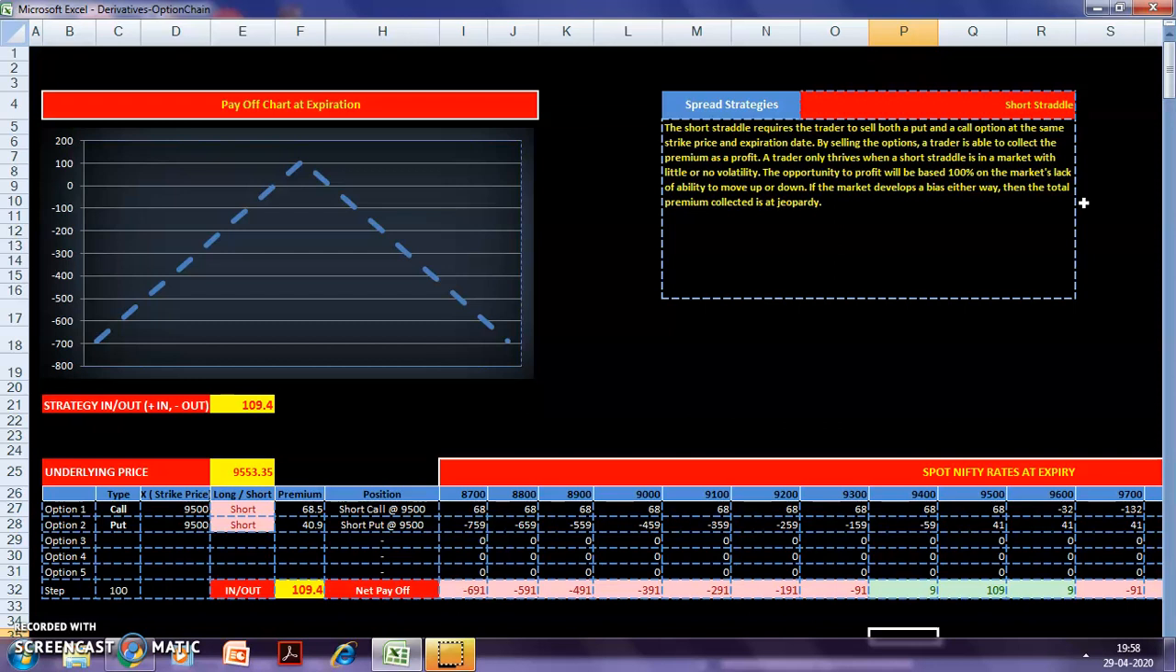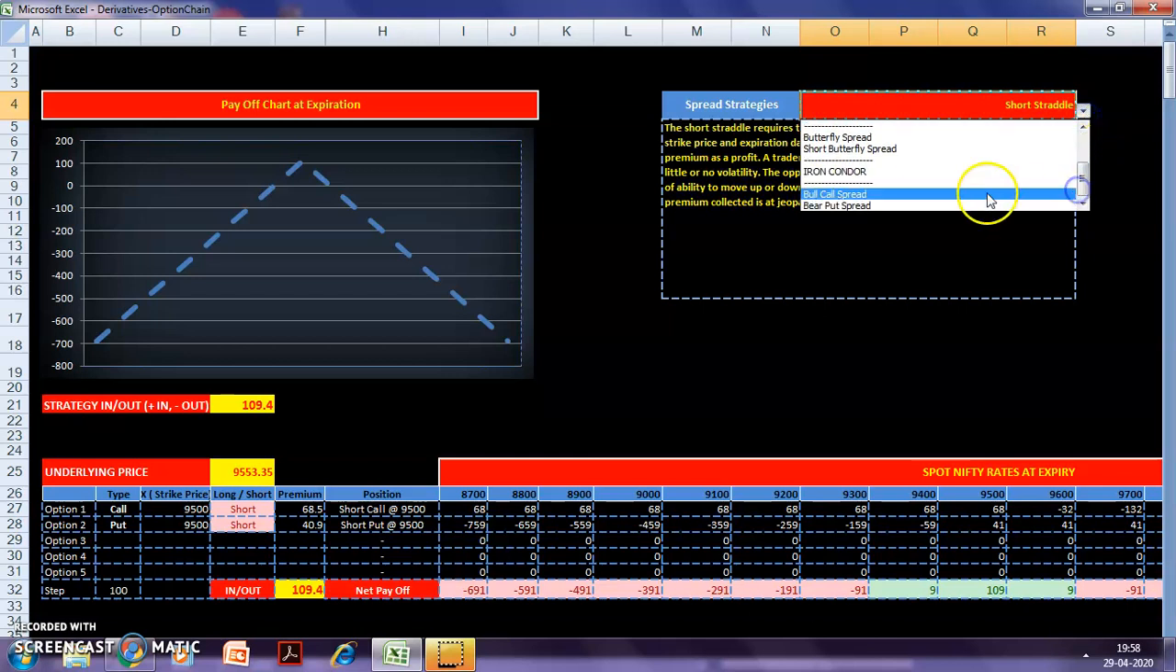You take a long straddle when you expect the market volatility to increase but you do not know which direction it is going to go. Else you take a short straddle when you think that the volatility is not going to change much. If the market develops a bias either way, suppose the market changes direction and goes either way and you are short the straddle, then you are going to lose a lot of money.